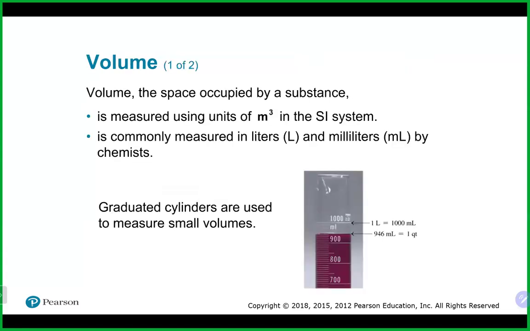So let's talk a little bit about that. Volume is the space that is occupied by some type of substance. It is measured in cubic meters. Common units of volume are liters and milliliters. Common conversion: 1,000 milliliters equals 1 liter. So that is a conversion you use a lot in chemistry.